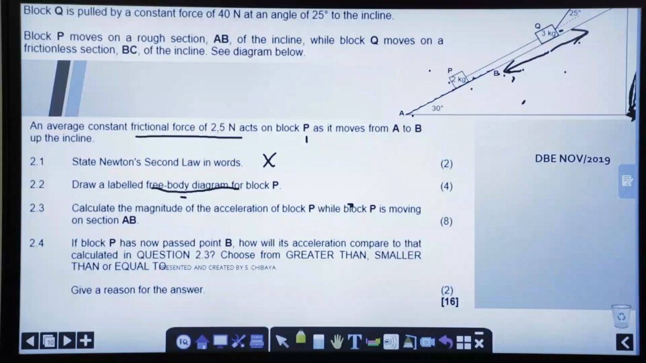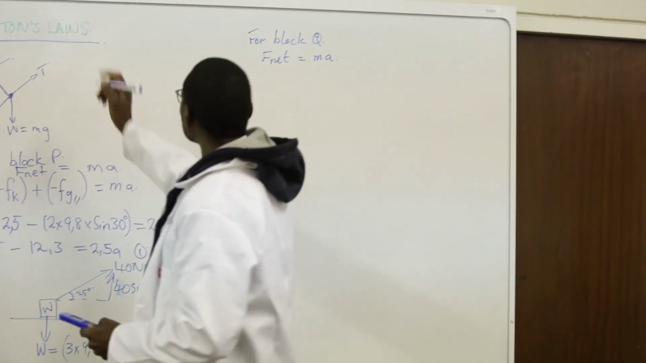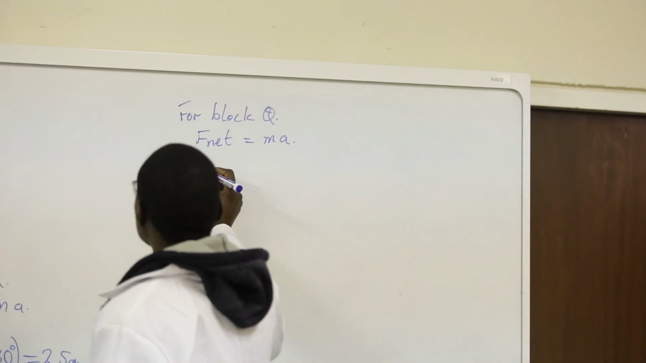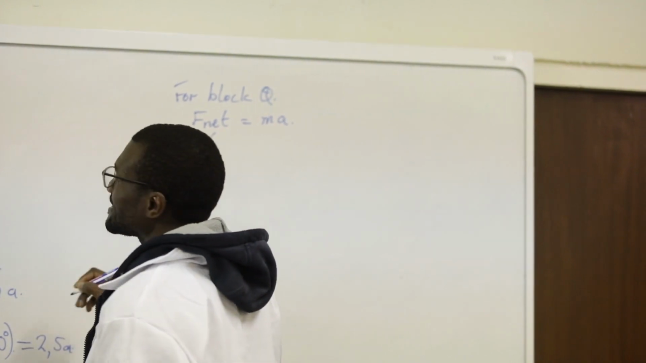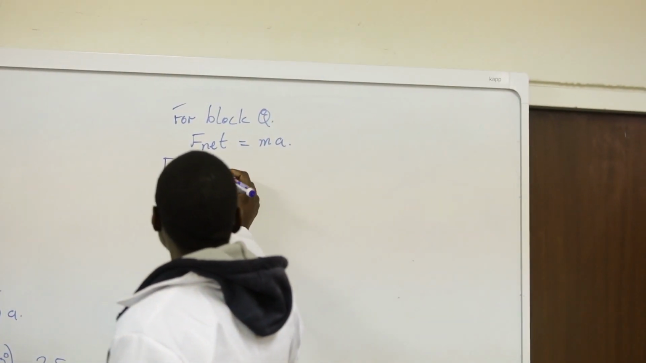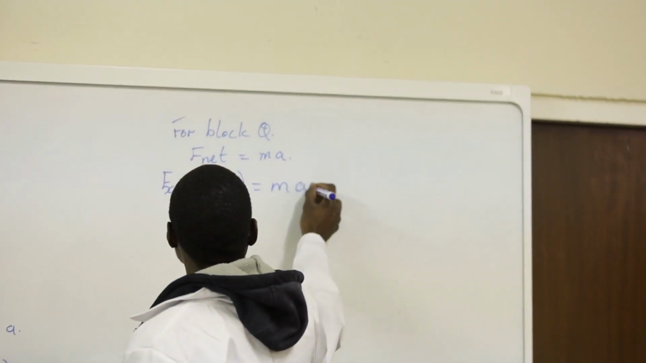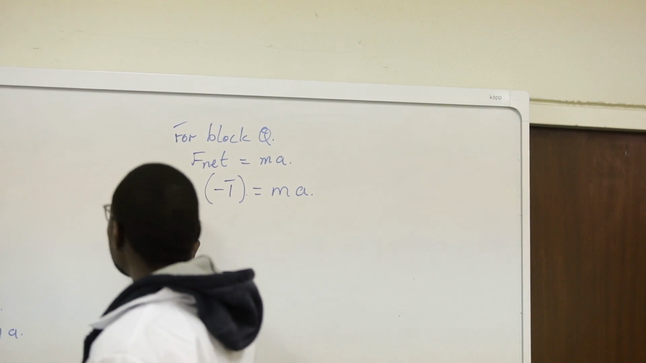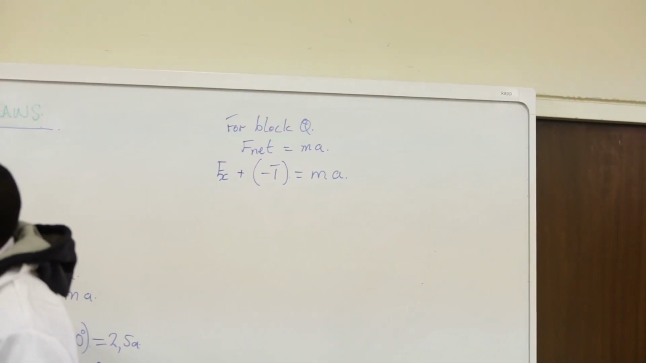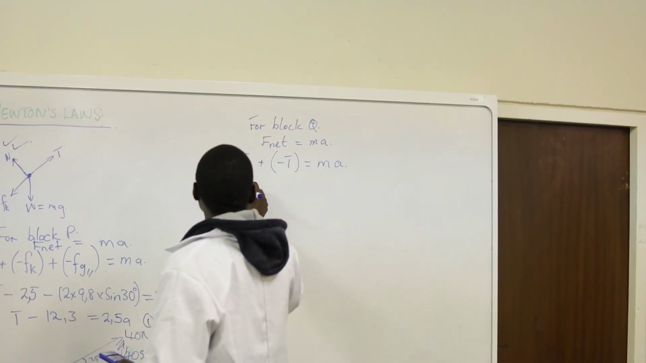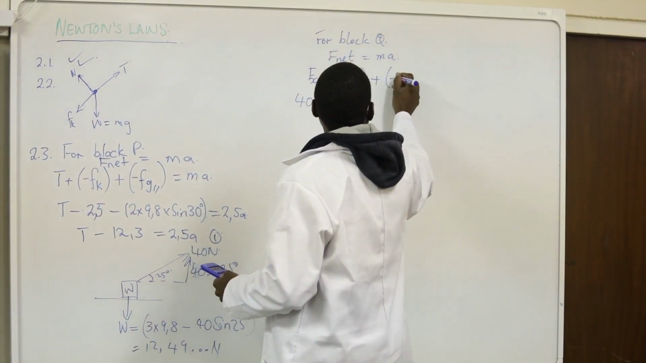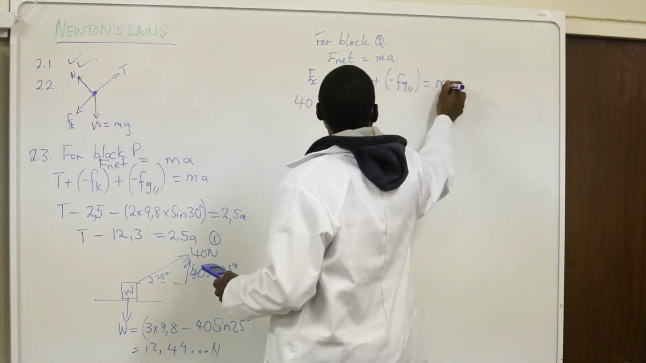So for block Q, what do we have? We have got F net also equal to mass times acceleration. What will be the F net? It will be Fx minus, there is no friction, so we are subtracting Fx minus the tension is equal to mass times acceleration. Very easy. So what is Fx? Fx is 40, minus also, I left out, minus the Fg parallel, okay, is equal to mass times acceleration.